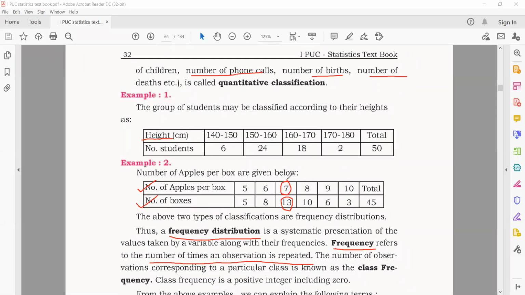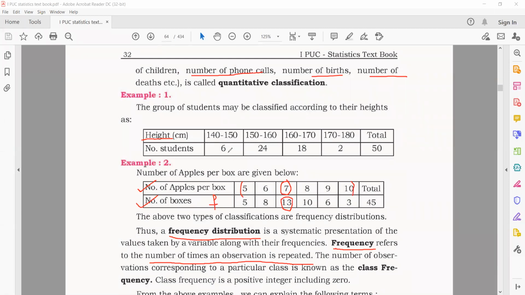So the box with 7 apples is repeated 13 times, or there are 13 boxes. So this is the number of times a particular observation occurs. I'm looking into the number of apples and categorizing them with respect to the boxes, and the boxes are categorized based on the number of apples. So this is the variable, this is the frequency. We indicate the frequency by the small letter f. It indicates how many times a particular value is observed.